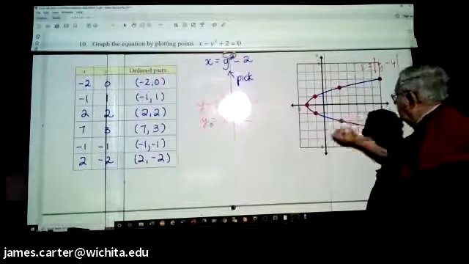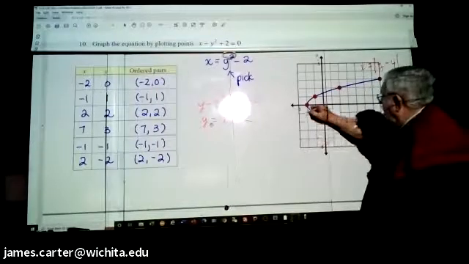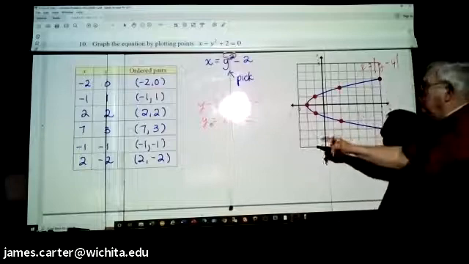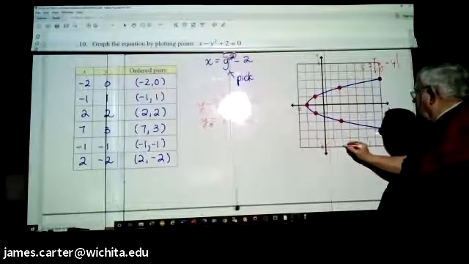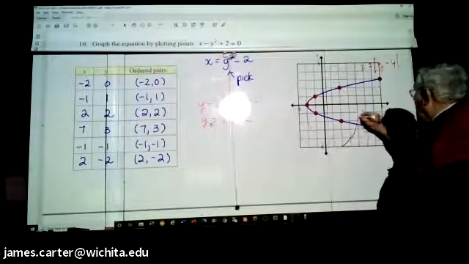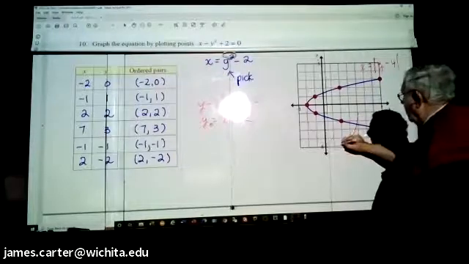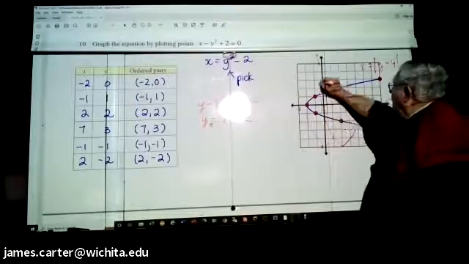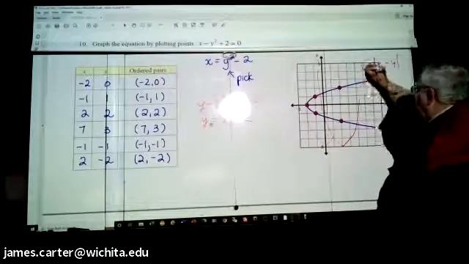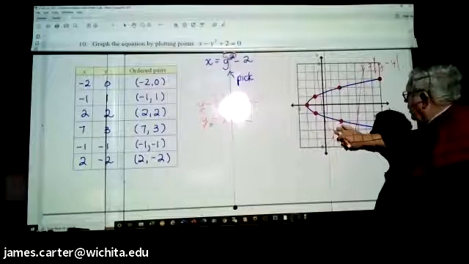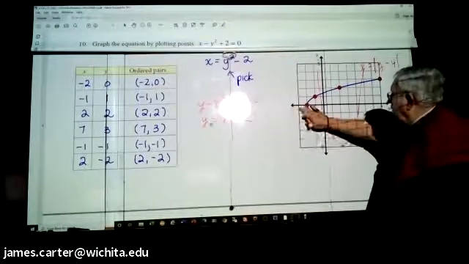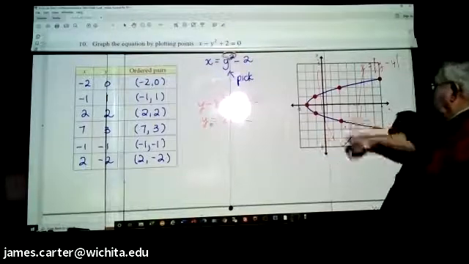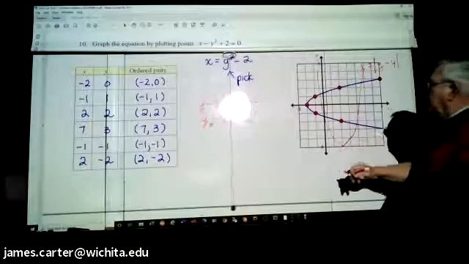Now, this equation is easy to graph. Take the basic equation, move it over 2 places to the right, 1, 2. Like so. Okay, we'll get rid of that basic one, and it would look like this.